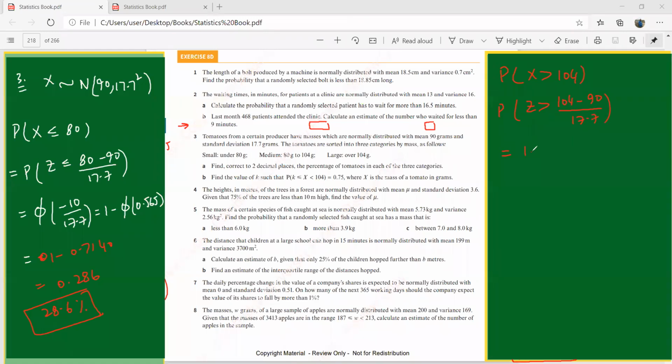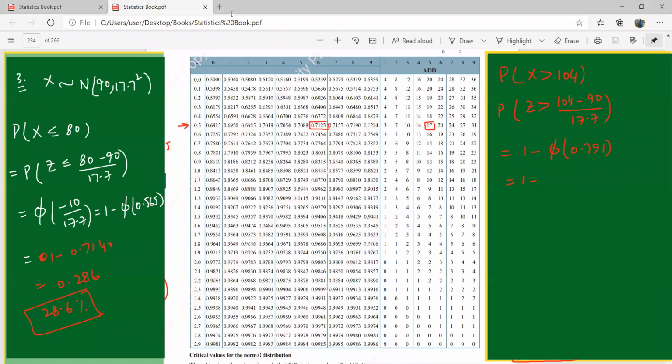So this is going to be 1 minus phi of 104 minus 90, divided by 17.7. So I have 0.791. 1 minus, let's see what is phi of 0.791. Where is zero point 0.7. Here it is 9. And there it is 1. So this is 0.7855.